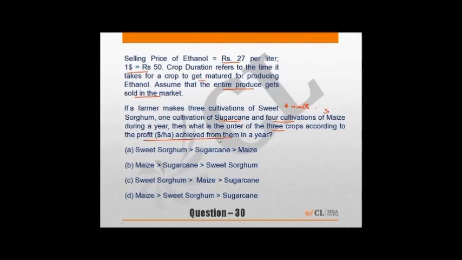Okay. Let's go back to the table. We need to find the profit. Key things to remember: selling price of ethanol is 27 rupees per liter, and $1 is rupees 50. Yeah, that's it. Let's move to the data now.